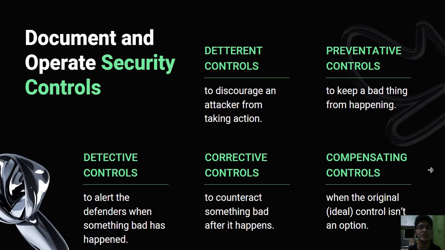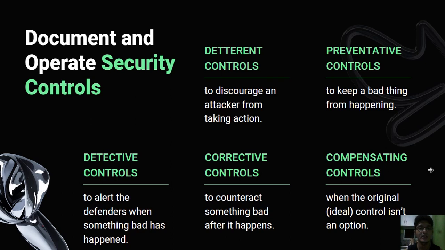Second is preventative controls, to keep a bad thing from happening. Locked doors that keep people from entering without a badge or key are the equivalent of systems and applications that only let users enter if they have valid credentials.